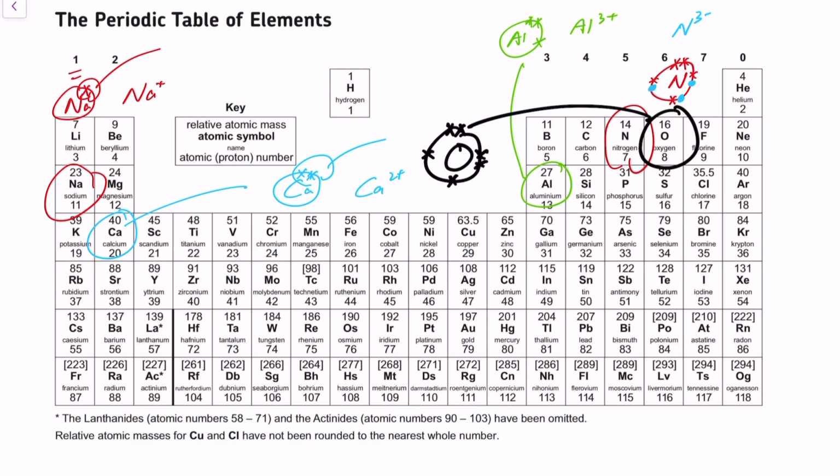It doesn't have a full outer shell, but we want the full outer shell. In other words, oxygen is going to try to gain 2 electrons. 1, 2. And this is another ideal situation. After gaining 2 electrons, the oxygen atom becomes the O2 minus ion. Okay, that's pretty much it for the electric charge of each element and the corresponding ion.